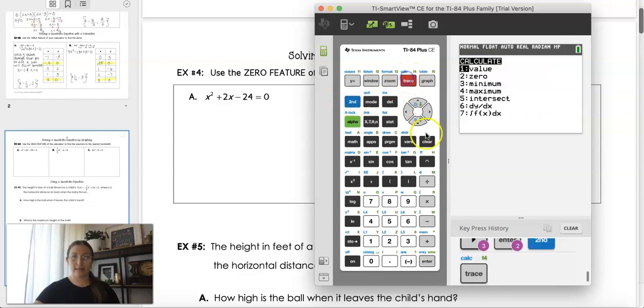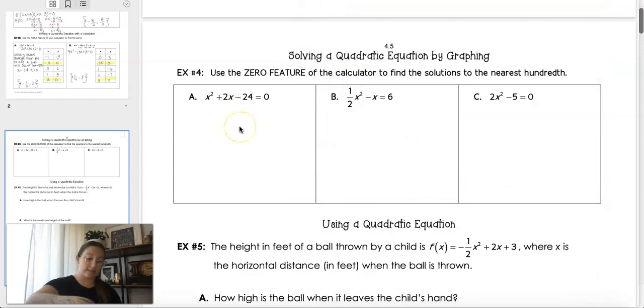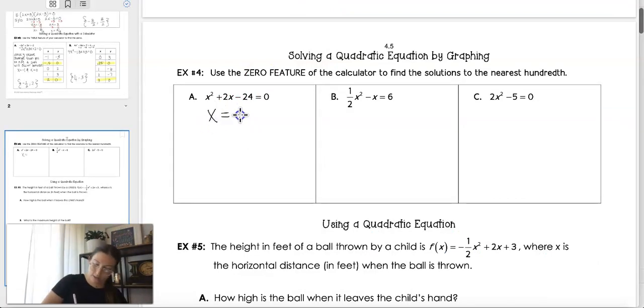So we go second, calculate, zero. Now it wants you to go to the left, so now you've got to slide all the way over. Okay, so now to the left of it would be right below it. Press enter. To the right of it would be right above it. Again, your zero should fall between those two lines. Press enter. And then I have a zero at 4. So the zeros for this problem were x equals -6, x equals 4. So my zeros are -6 and 4.